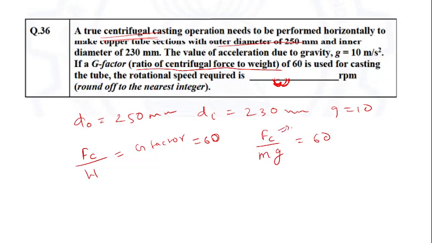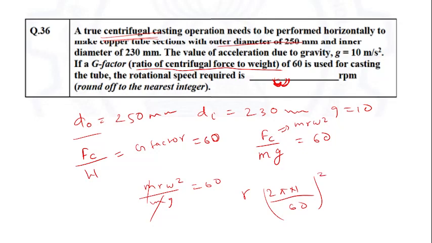Centrifugal force we know is mr omega square. So mr omega square divided by mg is equal to 60, given. R is also given. Which R will we take? Outer, right? Outer diameter. And omega we can write as 2 pi n divided by 60, whole square. This is R naught divided by g, given as 10, equals 60.